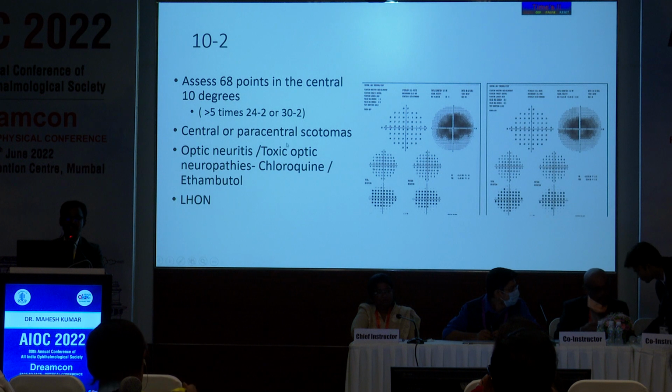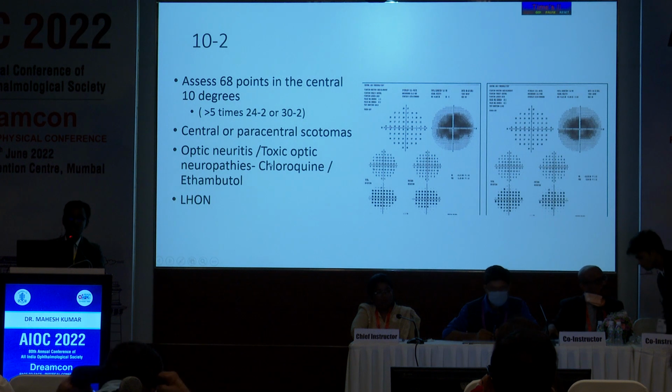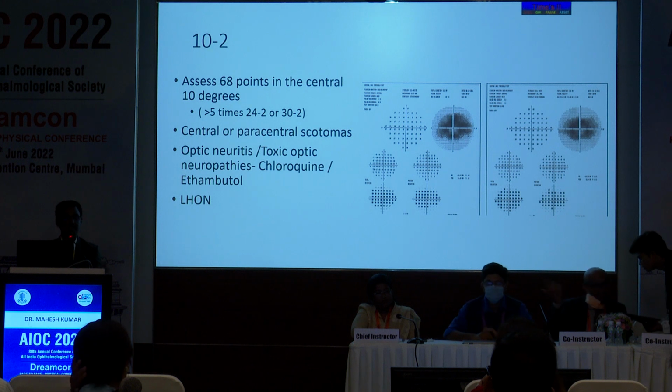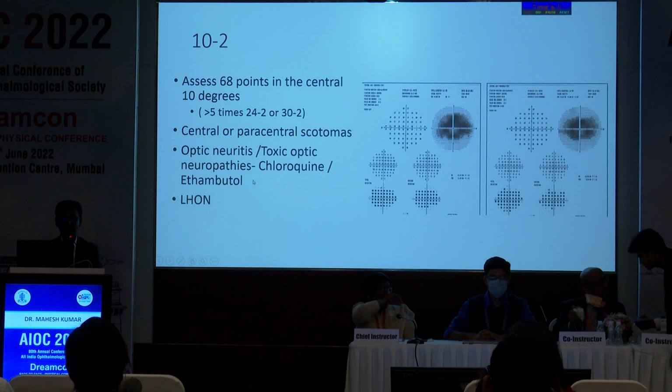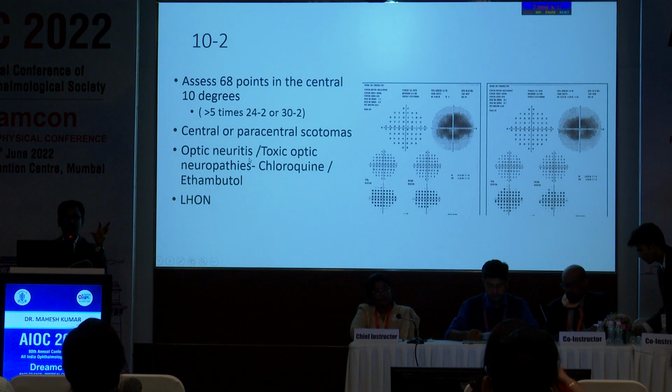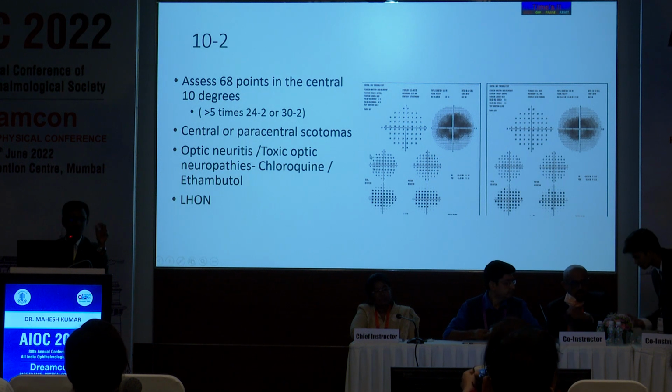So there is a place for 10-2 also in the neurological field defects. I told you these neurological field defects occasionally can cause central field defects, like toxic optic neuropathies such as ethambutol, chloroquine, LHON, Leber's, or an optic neuritis. Central or centrocecal scotoma can be specifically picked up by 10-2 central field testing.